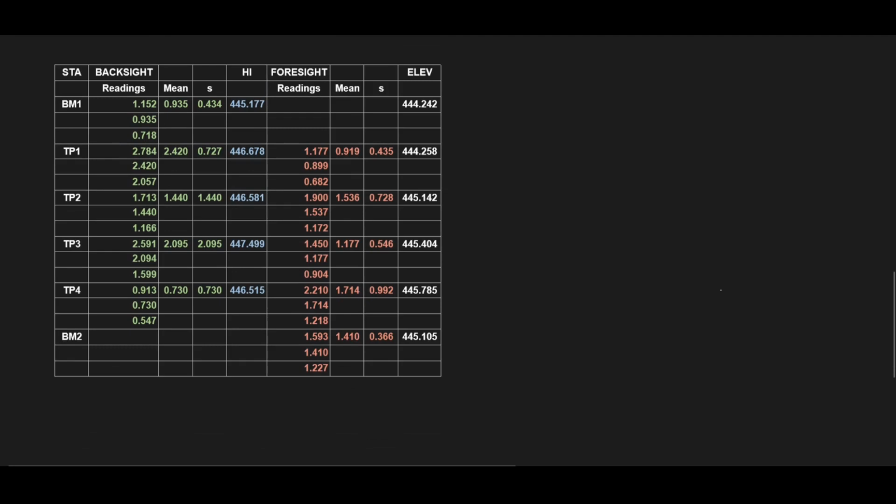So let's take a look, let's examine this. BM1, we have here the elevation of BM1, and we have here the three readings. This is 1.152, that's the A, this is the C, and this is the B. So if you take the mean of those three, you get this one. So in calculating for the height of instrument, you just simply add this elevation of BM1 to the mean, and you will get this one. Okay, height of instrument.